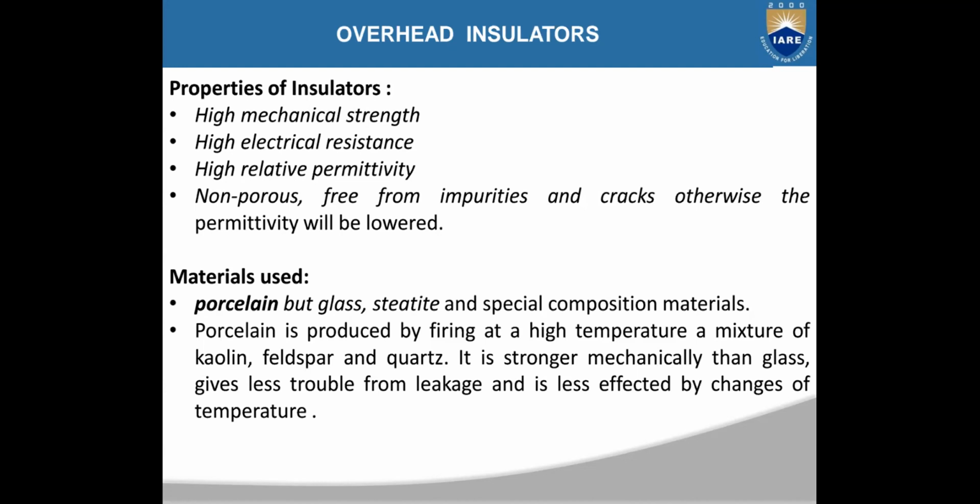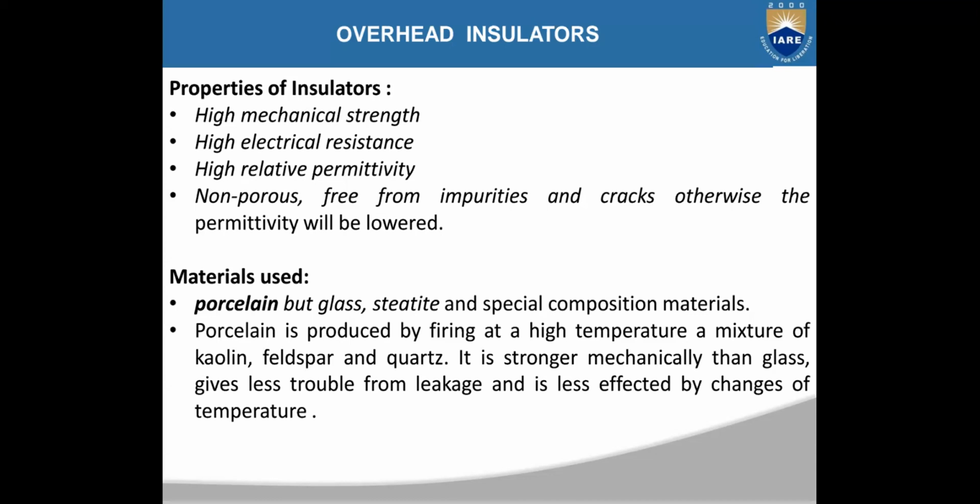It should have high mechanical strength, high electrical resistance, and high relative permittivity, and it should be free from impurities and cracks, and non-porous. Then, after knowing the properties of an insulator, next let us see the materials that are used for manufacturing insulators. Generally the main material used for these insulators is porcelain.